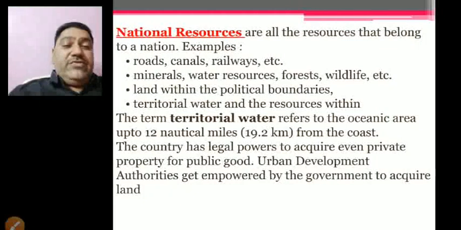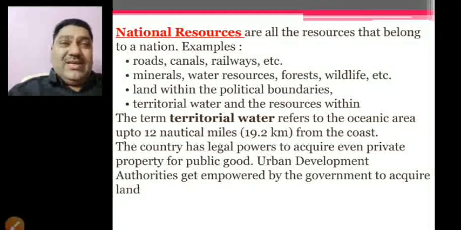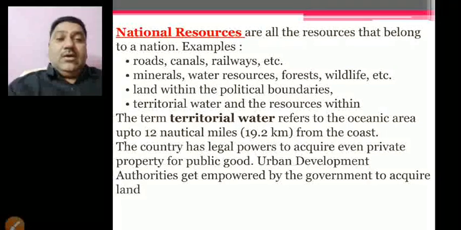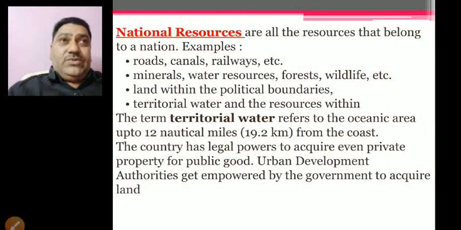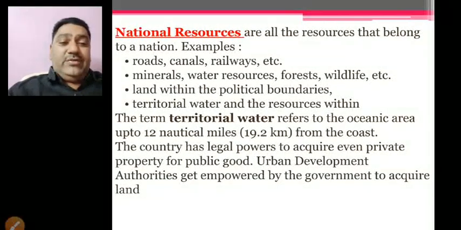And because every resource belongs to a nation, government has a legal path to acquire private property even for public good. For example, roads, railways, dams, canals, etc. are constructed on lands owned by private individuals.